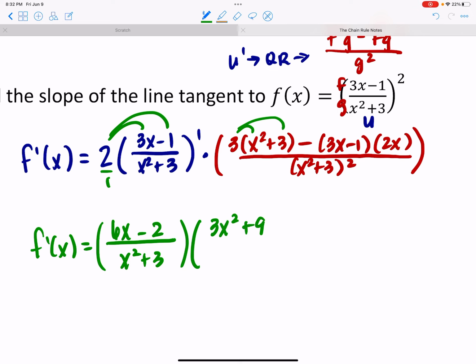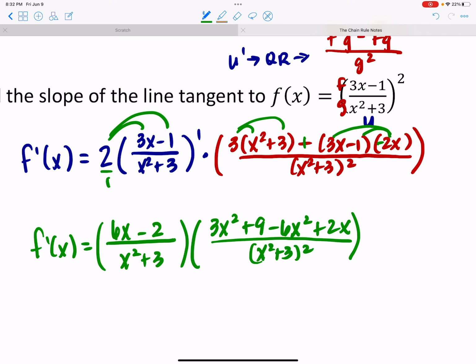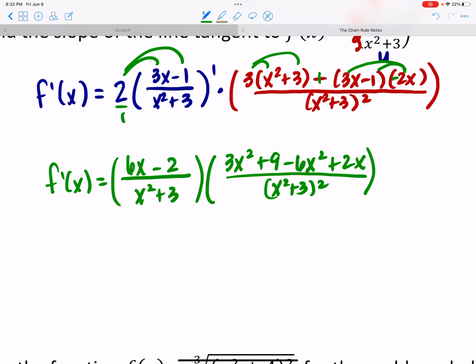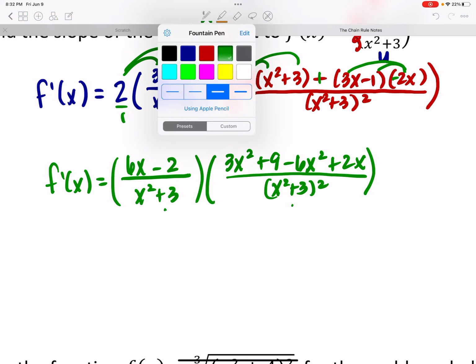and then negative 3, let me do this, make this negative, so a negative 6x squared, and then a positive 2x, and that's going to be over x squared plus 3 squared. Now again, this would totally be fine for an answer, but I'm going to go ahead and take this one more step and make one fraction, because those denominators are kind of nice. I can make this a little bit more concise.